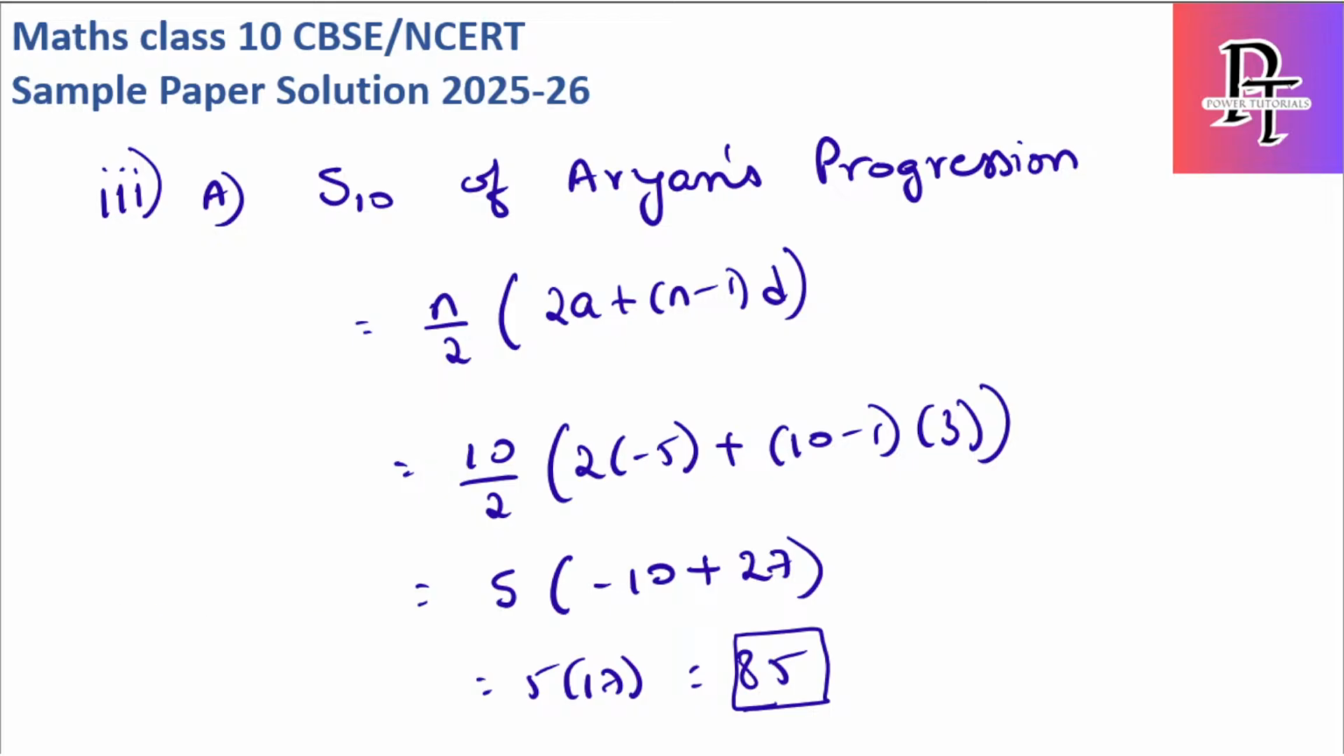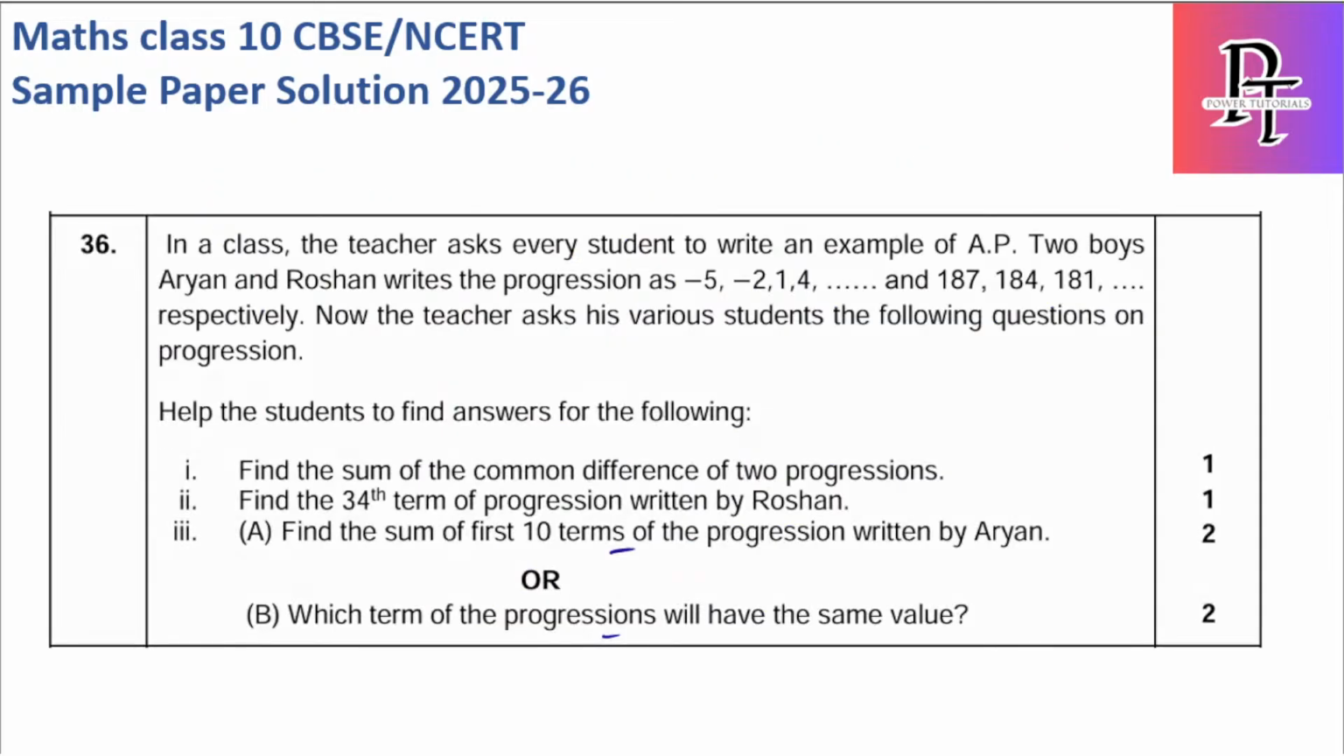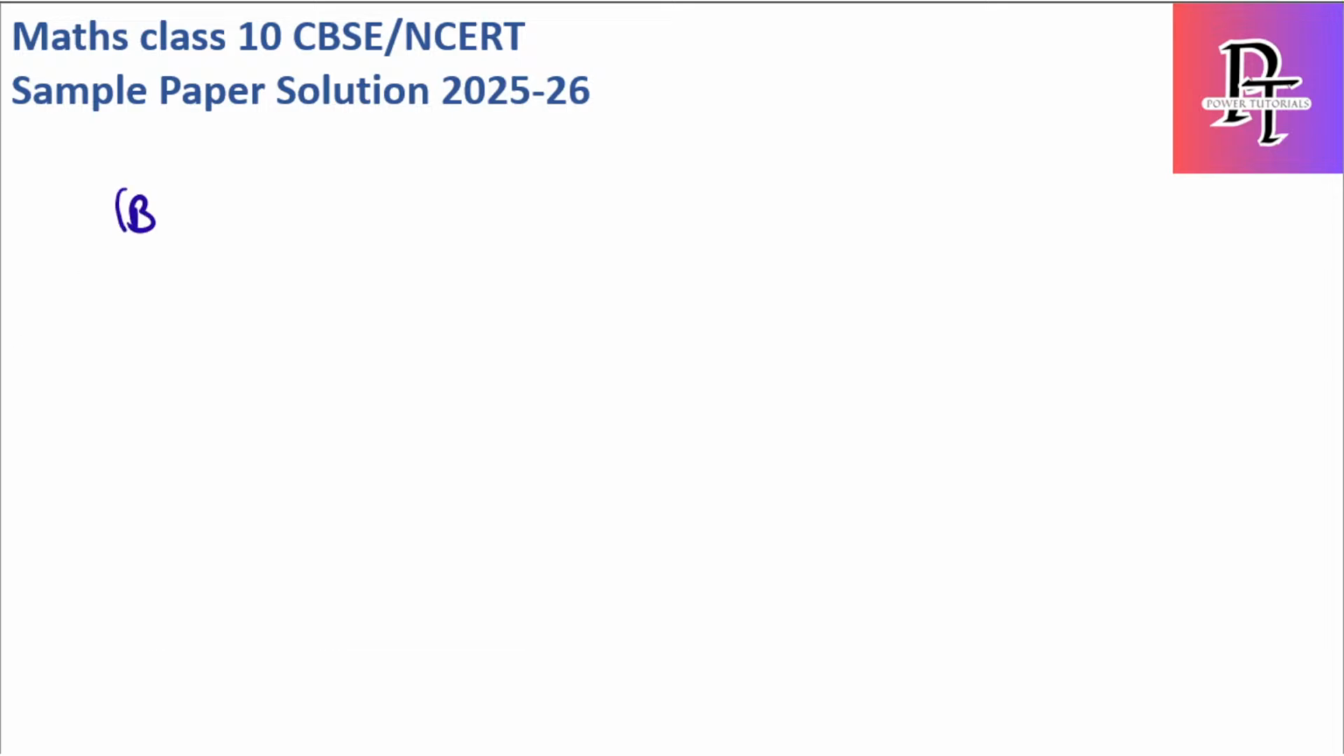Okay, so let's move to the B part now. Find which term of the progressions will have the same value. Okay, this is interesting. For the B part, they're saying that the nth term of Aryan is equal to the nth term of Roshan. Then what is the n value? Just simply write both the formulas for the nth term and relate both, you'll get the n value.